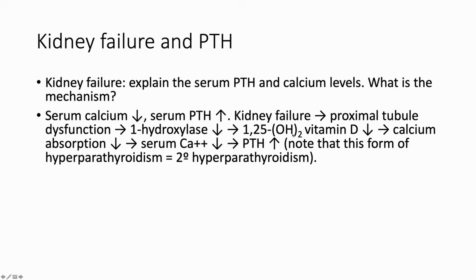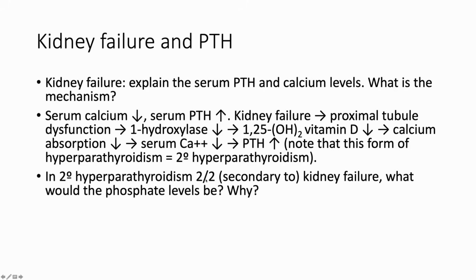Good. Nice. Okay, Perlina. In secondary hyperparathyroidism, secondary 2, right? So this is fancy nomenclature that I want to introduce to you guys if you haven't seen it. 2/2 means secondary 2, kidney failure. What would the phosphate levels be and why?